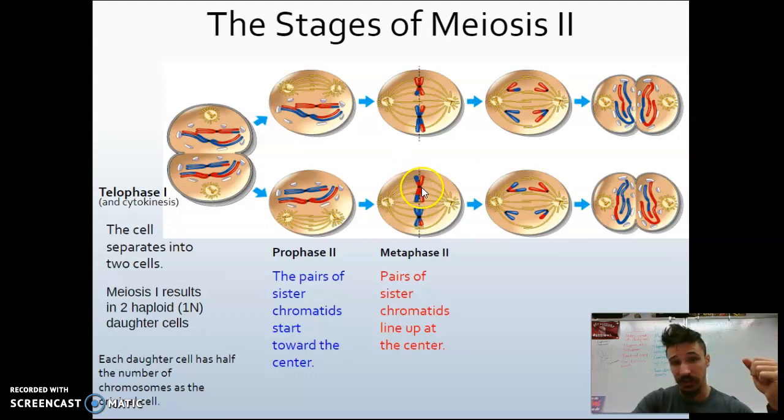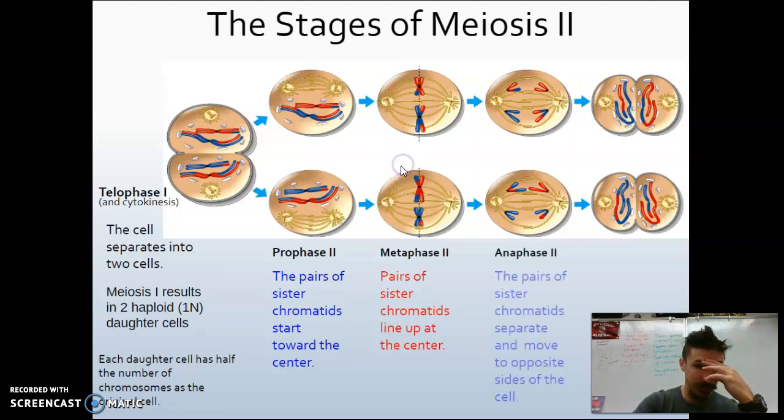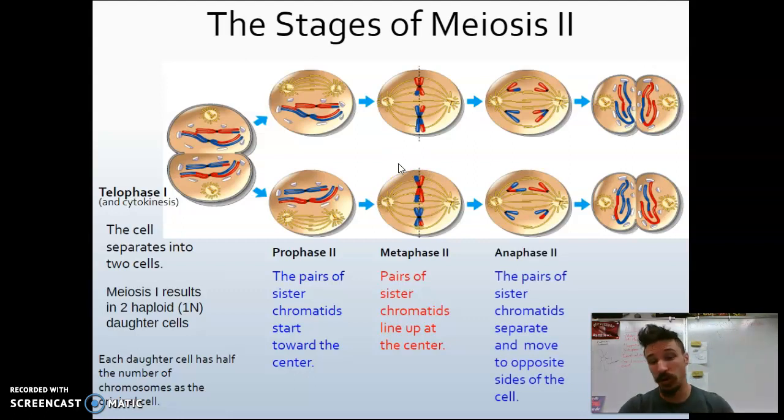Now you can see here, when these spindles shorten, it's going to be the chromosome itself, the duplicated chromosome, that gets pulled apart at the centromere. And this is where we are going to reduce chromosome number to 23 for the reproductive cell. Anaphase 2, the pairs of sister chromatids are pulled apart at the centromere, and they move to opposite sides of the cell. And in telophase 2 and cytokinesis, we're going to have a result of 4 new cells that are all haploid, and they are all going to be genetically different.